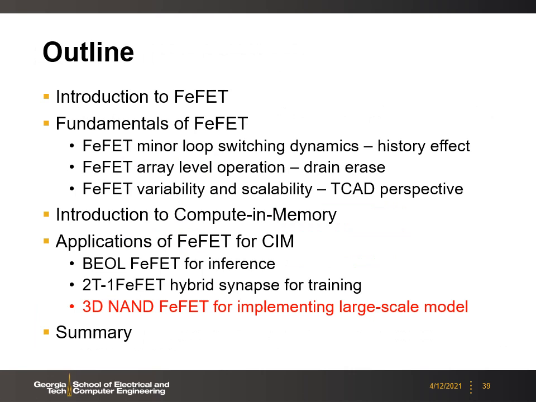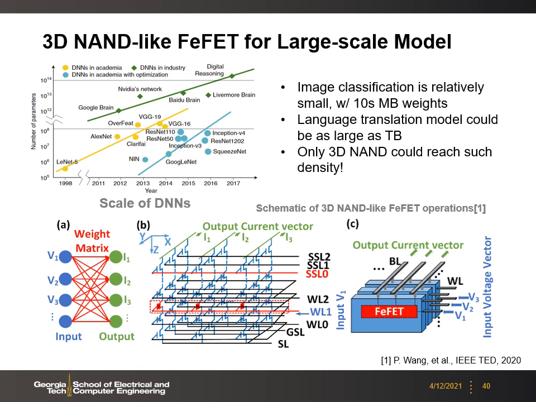Lastly, we will discuss how to use the 3D NAND architecture with FeFET to implement a really large-scale neural network model. The deep neural network model tends to grow exponentially in terms of the number of parameters. The image classification model actually is relatively small, with only tens of megabytes of weights. But other applications, such as language translation models, could be as large as terabytes. Therefore, only 3D NAND architecture could reach such density.